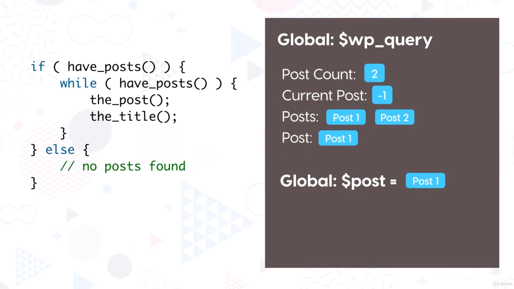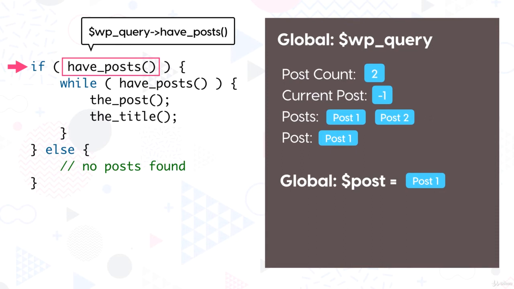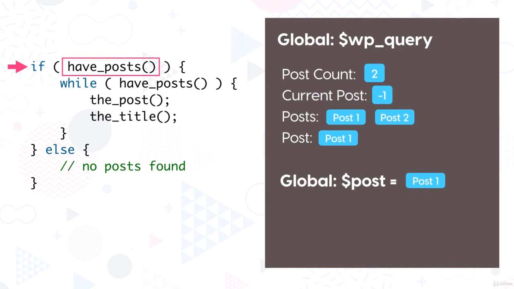So the first line here, if have posts, as we mentioned before, the have posts function will call the have posts method on the WP query global object. And this method inside the WP query instance will compare the post count and the current post. So the condition will be is current post +1 less than post count. So in our case is 0 less than 2, which is true. So have posts will return true. In the next line, while have posts, so while 0 less than 2, which is true.